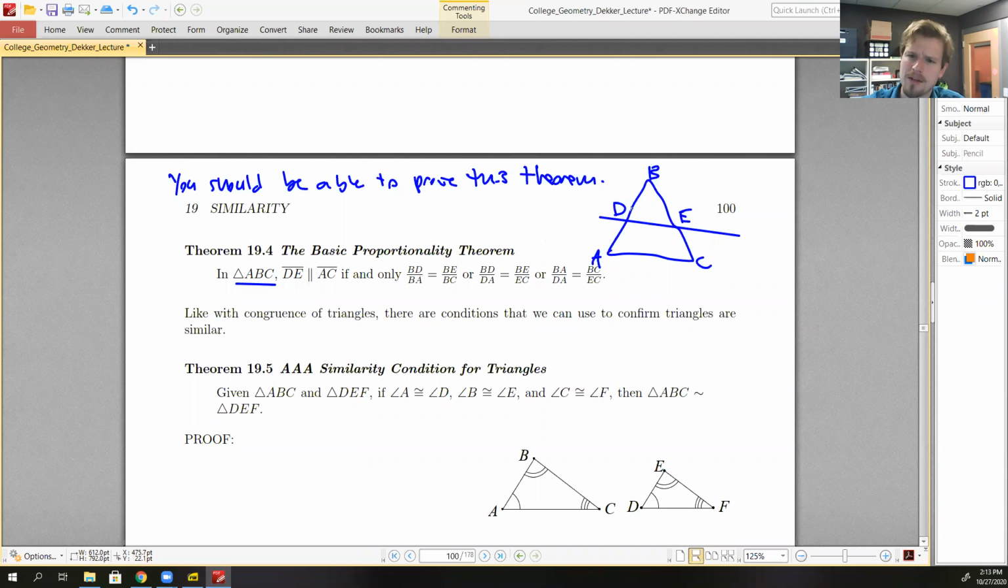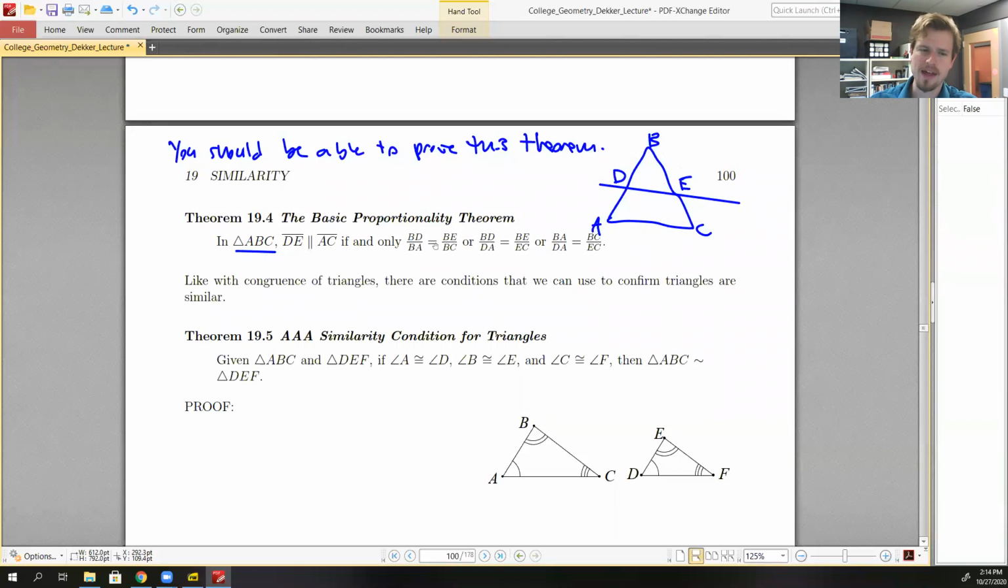BD divided by BA is equal to BE divided by BC, or BD divided by DA is the same as BE divided by EC, or that BA divided by DA is equal to BC divided by EC. So again, we're just looking at a couple different sequences of side lengths to give us that these two are proportional triangles, essentially. Sorry, similar triangles. All right.